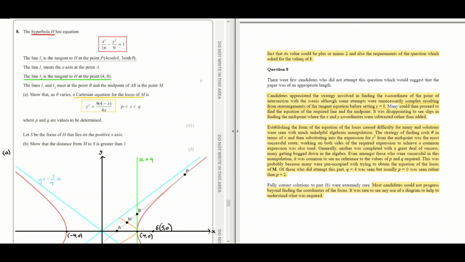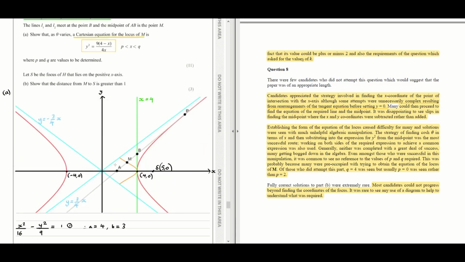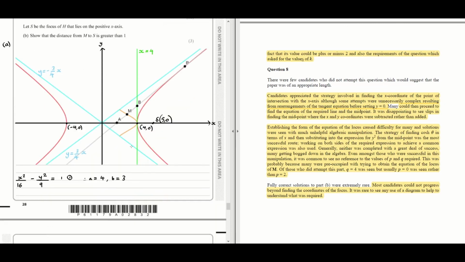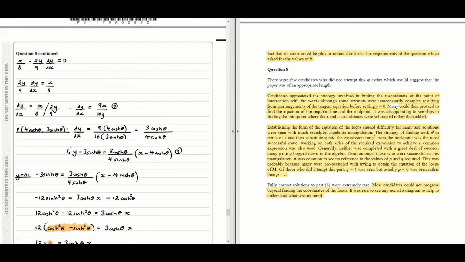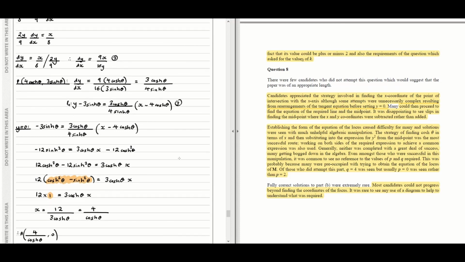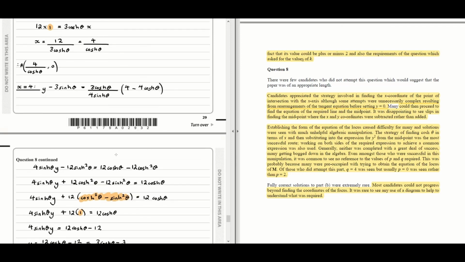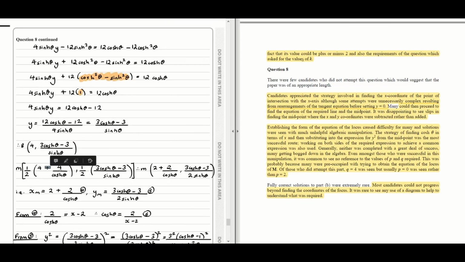Question 8 was concerning a hyperbola. This was a pretty hard question in my opinion. Candidates appreciated the strategy to find the x-coordinate, basically the coordinate of A, but then people made this quite hard by making unnecessary rearrangements over here first, before setting y equals 0. So if you set y equal to 0 first, it makes life a bit easier. There were also errors in finding the midpoint. People were subtracting rather than adding the coordinates, which is wrong.